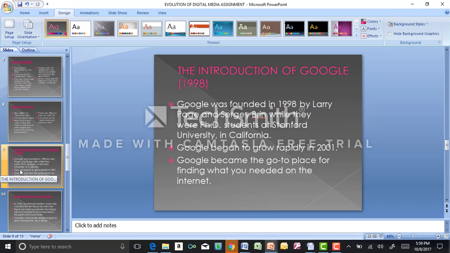Google was introduced in 1998 by Larry Page and Sergey Brin while they were PhD students at Stanford University in California. It began to grow rapidly in 2001, and it was a go-to place for finding what you needed on the internet.